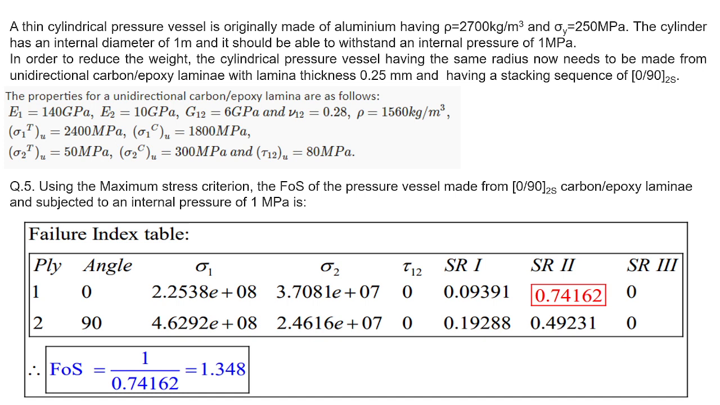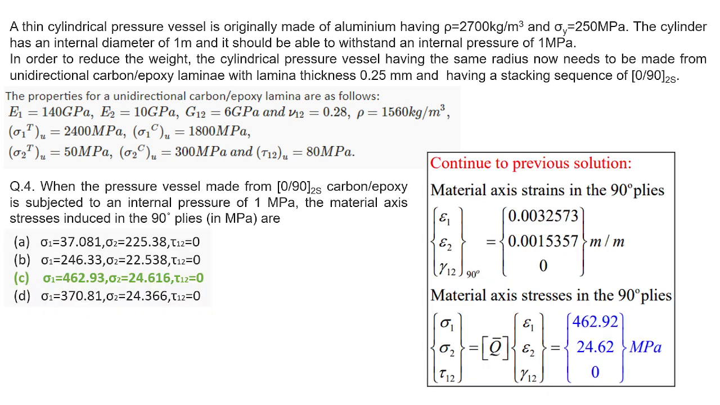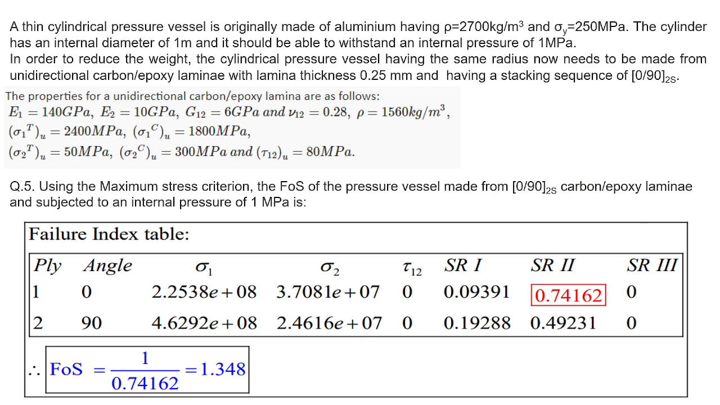So after finding the values of sigma 1 and sigma 2, as we did in the last question, like here we did the material axis stresses of the 90-degree ply, similarly we have to do for 0-degree, and we will get these values. After that, we have to find the stress ratio.